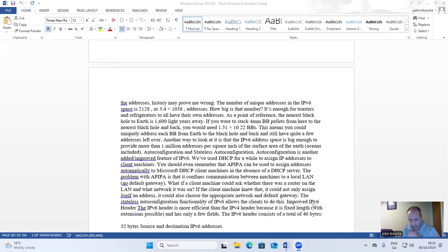Improved IPv6 header. The IPv6 header is more efficient than the IPv4 header because it is fixed length with extensions possible and has only a few fields. The IPv6 header consists of a total of 40 bytes.